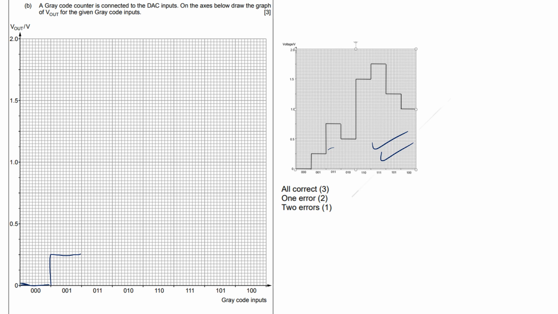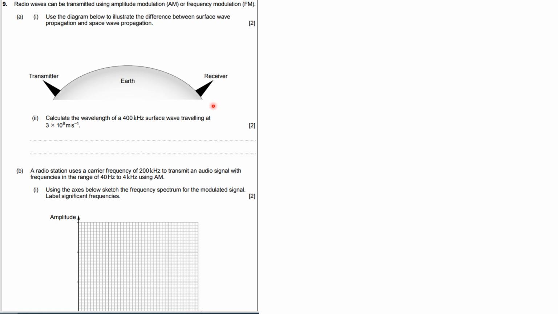Okay, so we have a bit of a weird one here. But we're talking about the difference between a surface wave and a space wave. We've not really done a lot on this. Surface wave would go from the transmitter around to the receiver following the surface of the Earth. A space wave would go up into space and then back down to the receiver. So I'll show you the mark scheme in a minute, but if you draw those on.